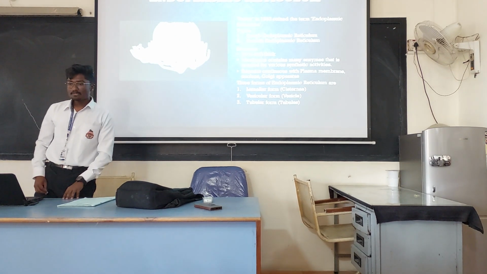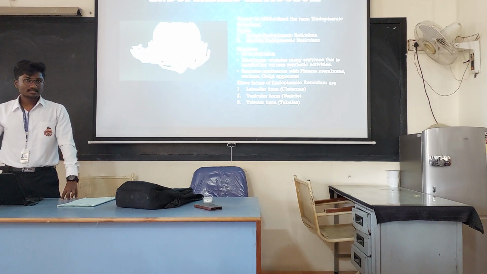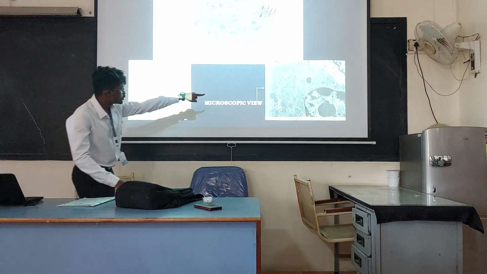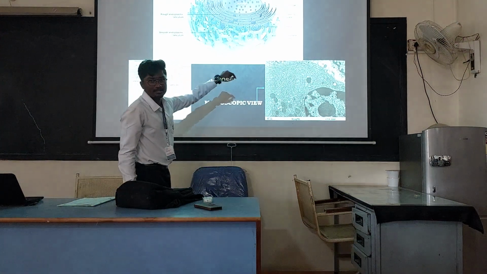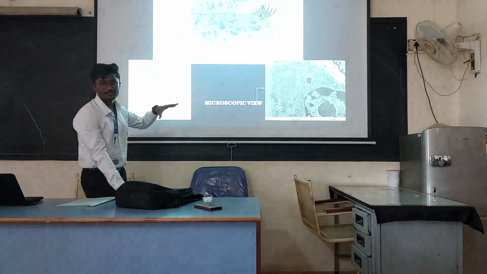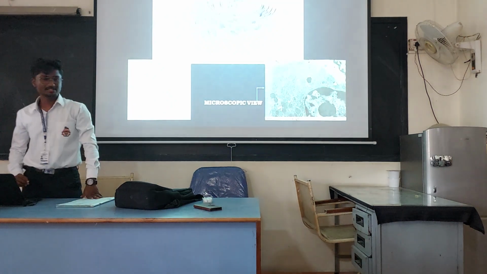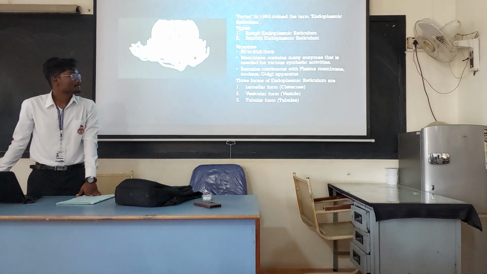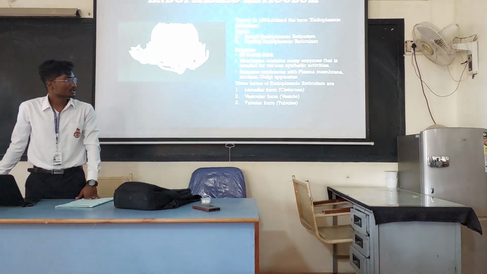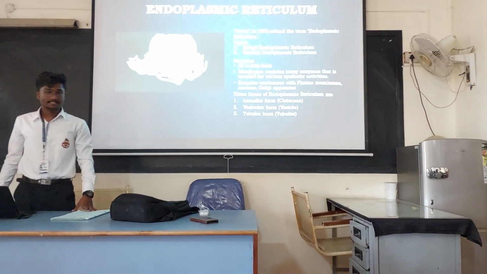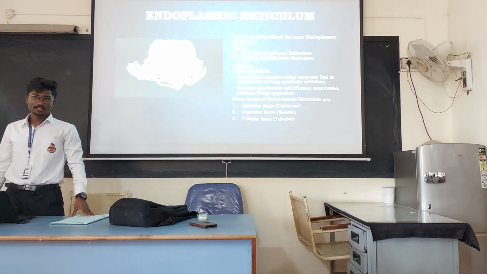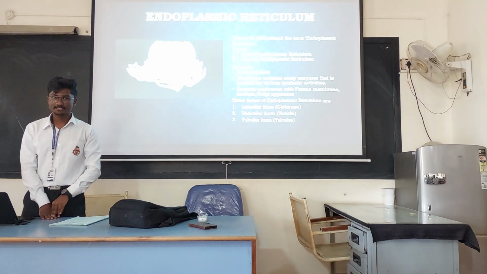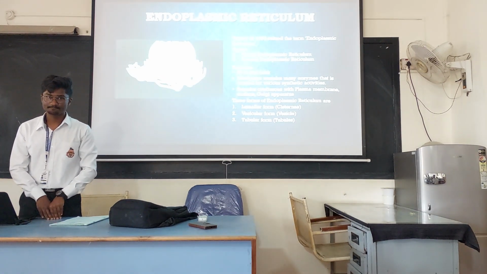When the endoplasmic reticulum was first observed under the electron microscope, this is the microscopic view of endoplasmic reticulum. It looked network-like, so that is why it got its name as endoplasmic reticulum. The term endoplasmic reticulum was first coined by a scientist named Porter in 1953. As you all know, endoplasmic reticulum is of two types: rough endoplasmic reticulum and smooth endoplasmic reticulum.